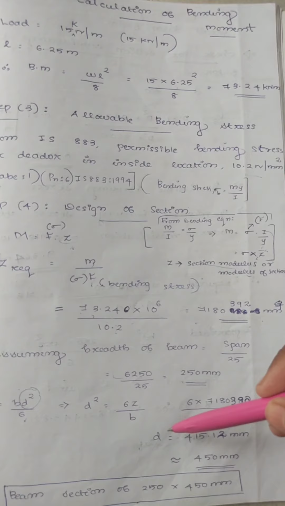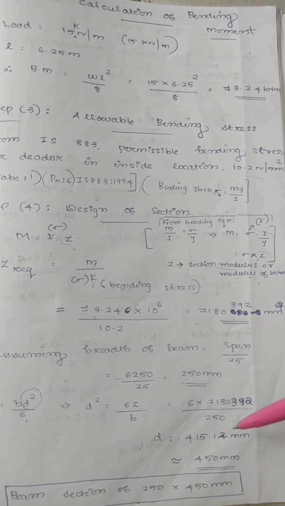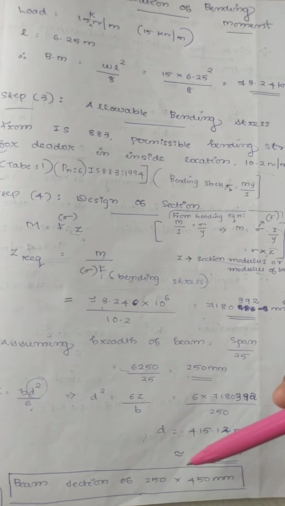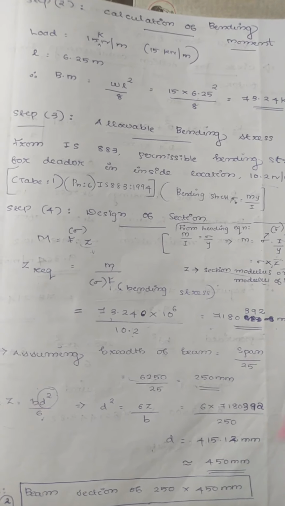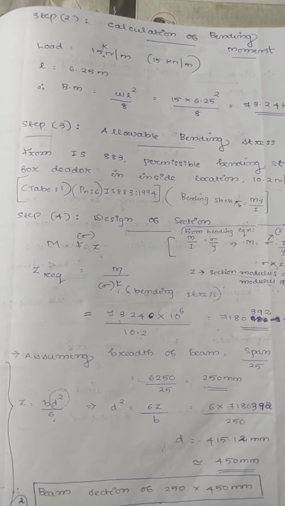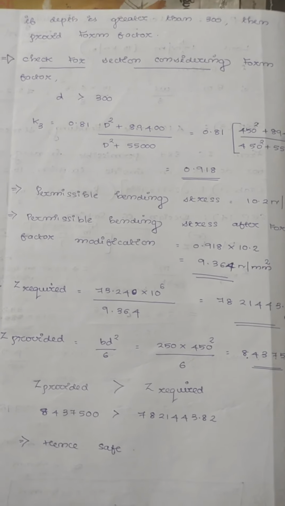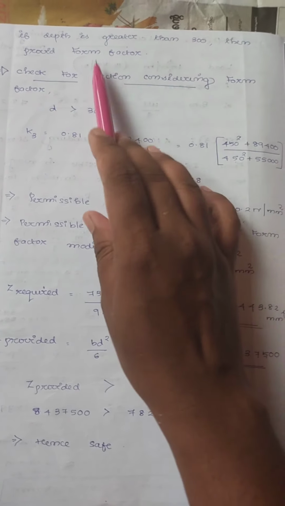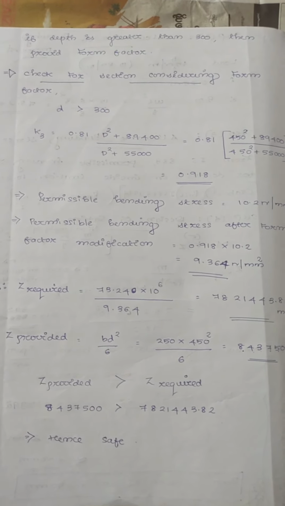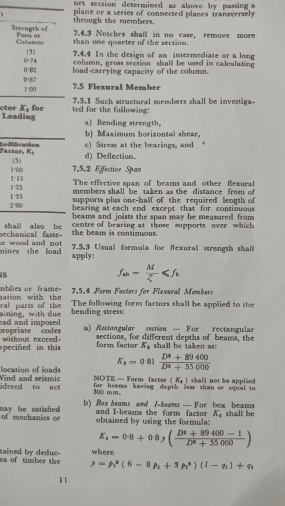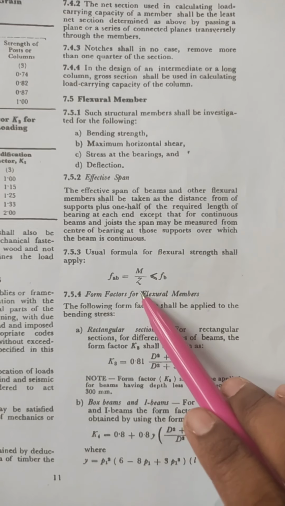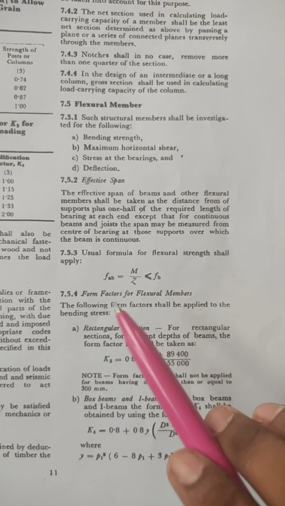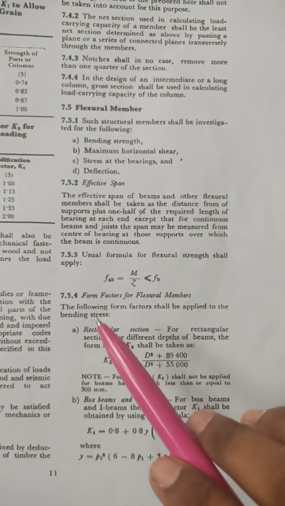Then we will get the value for D as 415.12 mm, and we will take it as 450 mm. And the beam section of 250 mm by 450 mm is obtained. So that is the design of section. And it is told that if the depth is greater than 300 mm, then we have to provide a form factor. So in IS code, it is told that the following form factor shall be applied to the bending stress.